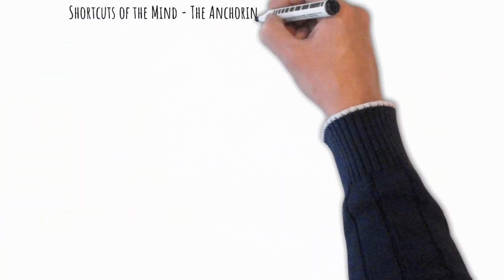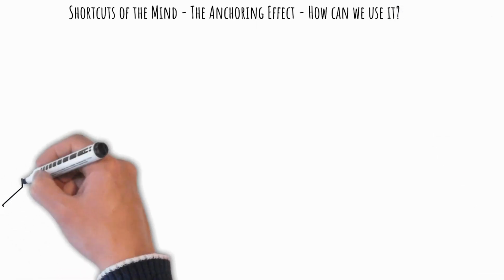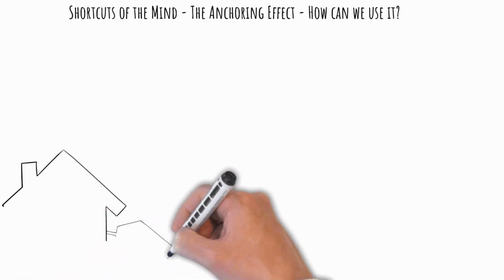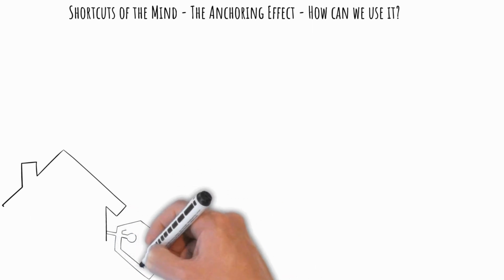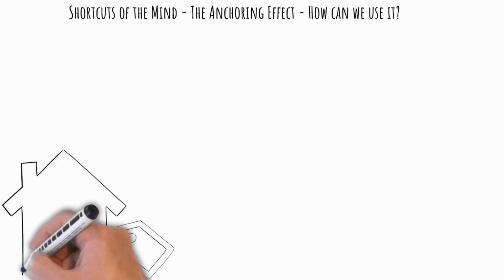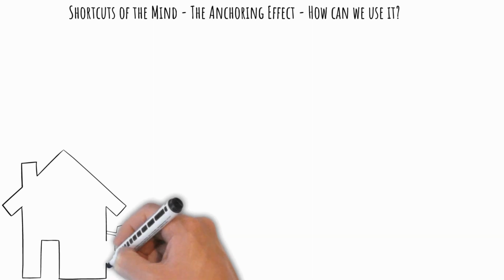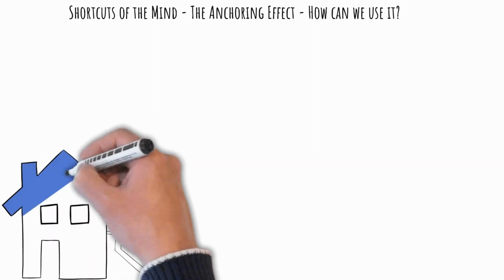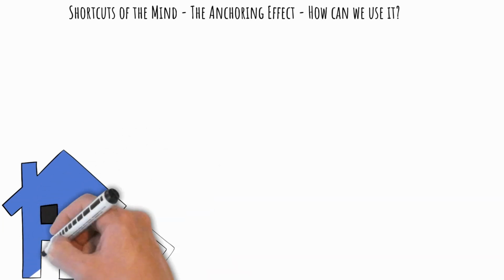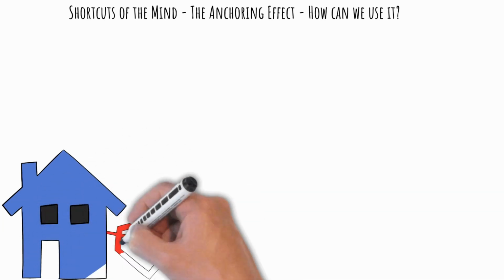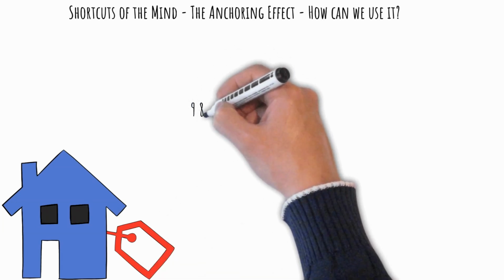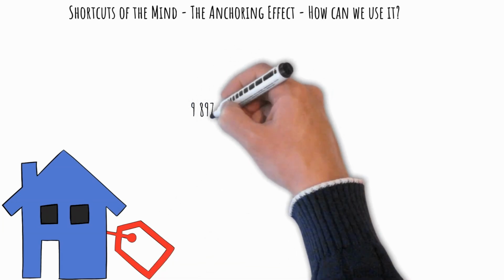Shortcuts of the mind, the anchoring effect, how can we use it? Present the higher priced product first and then present the cheaper product, or lower the price. This achieves an enhancement of the subjective value and benefit of the offer. We present the price as an exact number, for example 9,897. People will create an axis inside their mind and then move from the reference point.